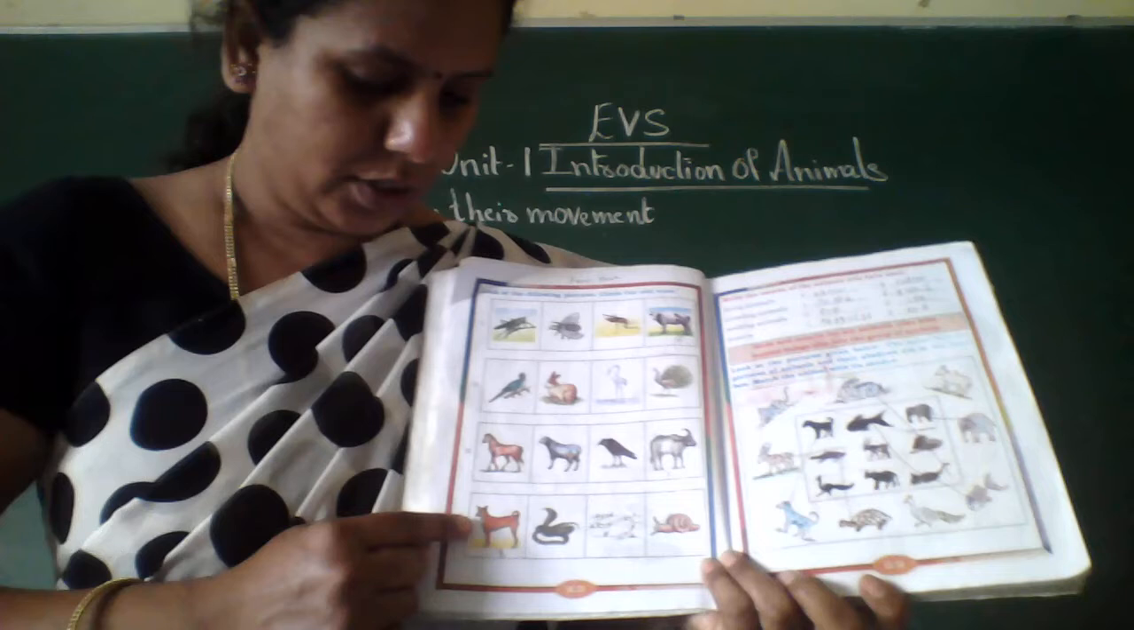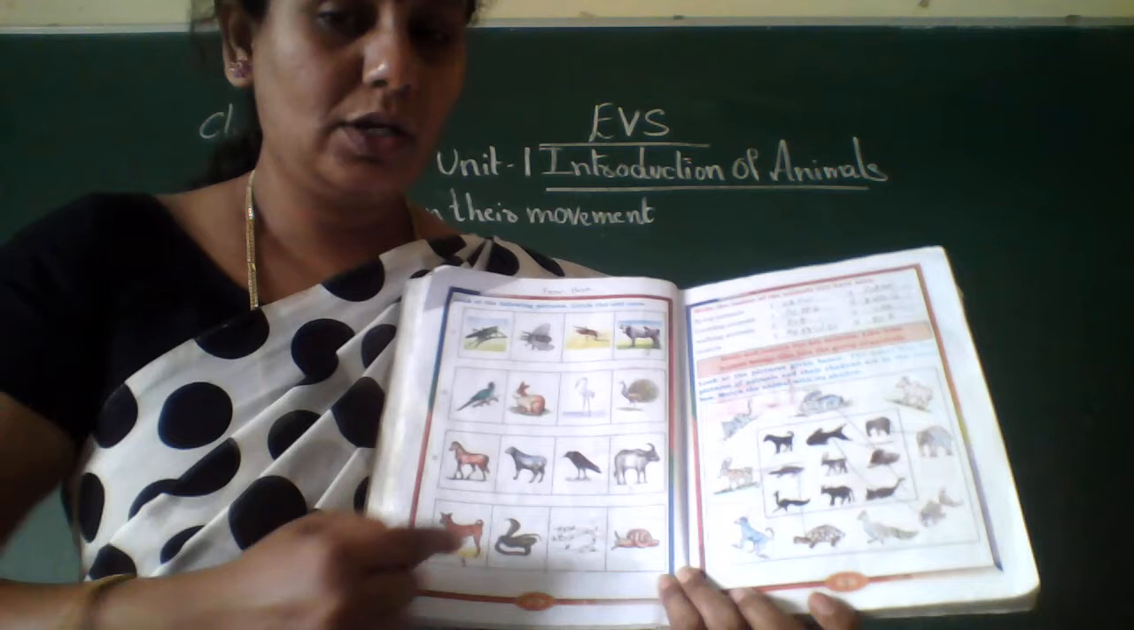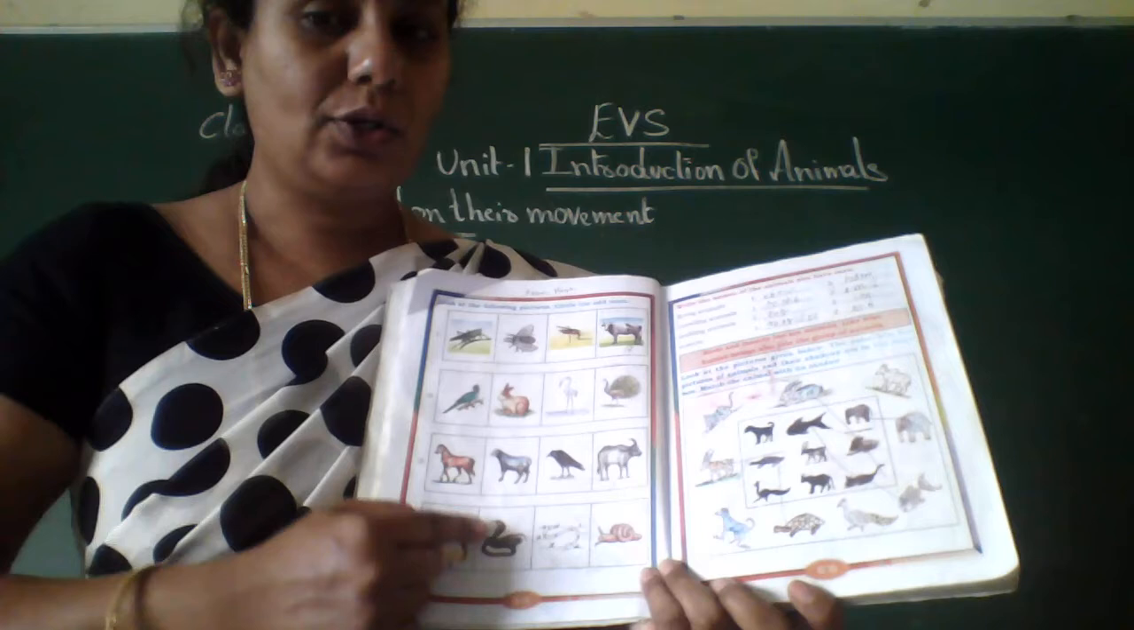Next. Dog, snake, earthworm, snail. So which animal does not belong to the group? Very good, dog, because dog is a walking animal. These three are crawling animals. Very good, children.